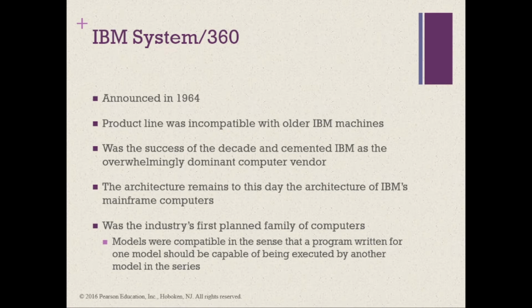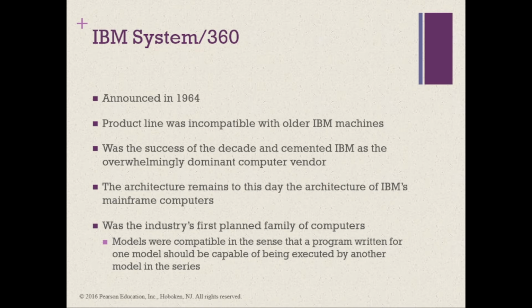So, this was a bold step by IBM, but one IBM felt was necessary to break out of some of the constraints of the 7000 architecture and to produce a system capable of evolving with the new integrated circuit technology. The strategy paid off, both financially and technically. The 360 was the success of the decade and cemented IBM as the overwhelmingly dominant computer vendor with a market share above 70%. And with some modifications and extensions, the architecture of the 360 remains to this day the architecture of IBM's mainframe computers. Examples using this architecture can be found throughout the book of William Stallings.